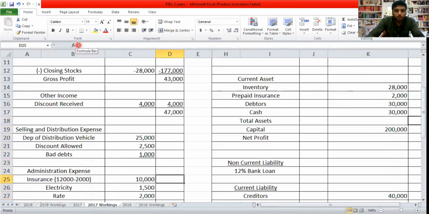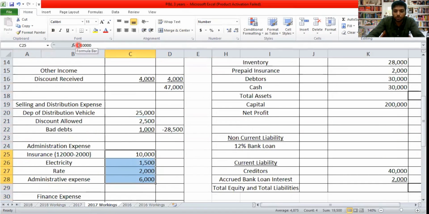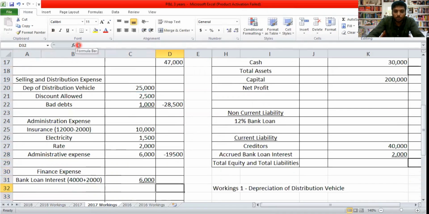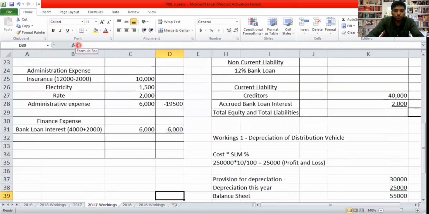Okay. So then selling and distribution expenses, I have 28,500. It's a minus value. Then 10,000 minus 1,000 plus 1,500 plus 2,000 plus 6,000 will give me 19,500. So always put in brackets, because here you will always get a minus figure. 6,000 is also an expense. So now I'm going to deduct all these values from this 47,000. So 28,500 plus 19,500 plus 6,000 will give you 54,000. Right? So 54,000 against your 47,000 profit.